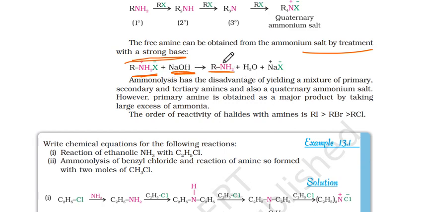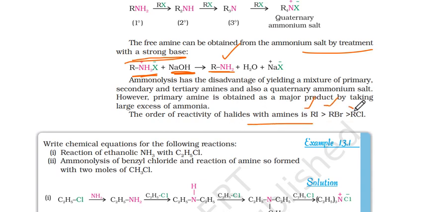Ammonolysis has the disadvantage of yielding a mixture of primary, secondary and tertiary amines and also a quaternary ammonium salt. However, primary amine is obtained as a major product by taking a large excess of ammonia. The order of reactivity of halides with amines is RI > RBr > RCl.